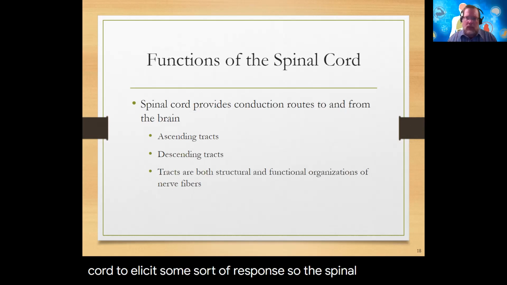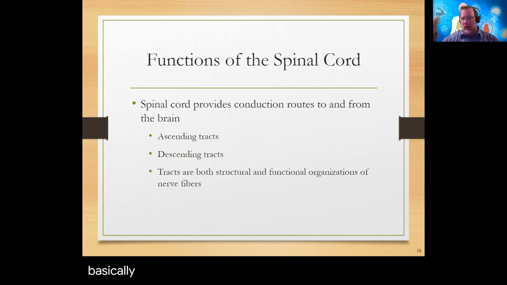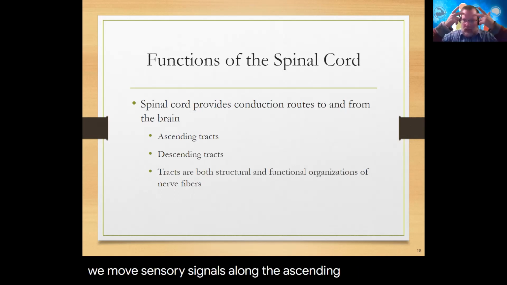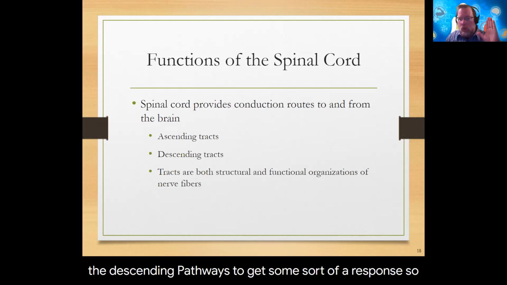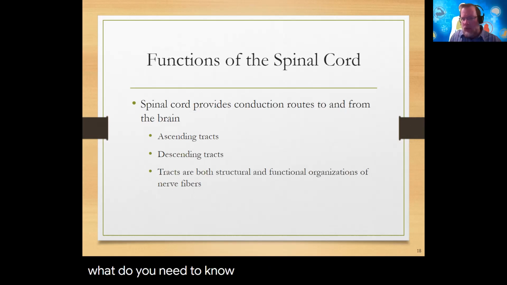So the spinal cord is a conduit. It's a relay station. It's a hub of activity for basically transmitting and moving signals along. We move sensory signals along the ascending pathway to get them up to the brain. We move motor signals along the descending pathways to get some sort of a response. So what do you need to know specifically regarding the names of these tracts?